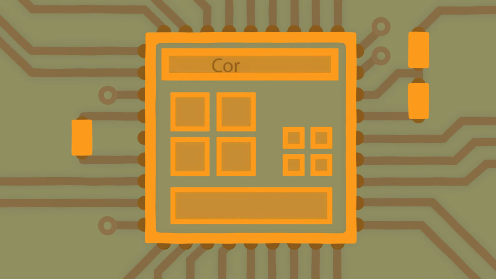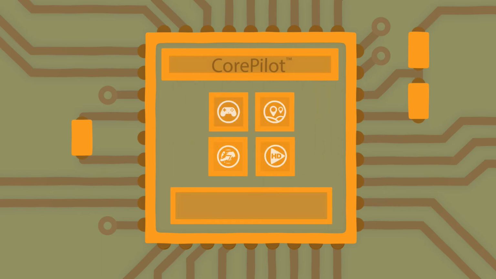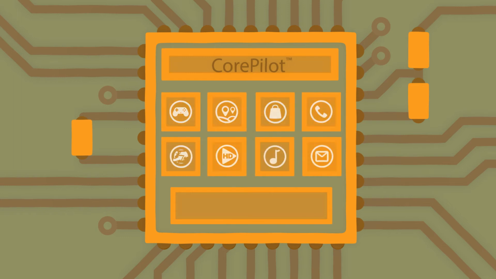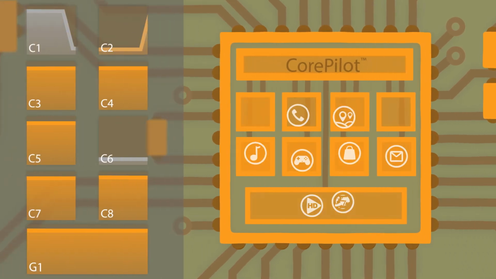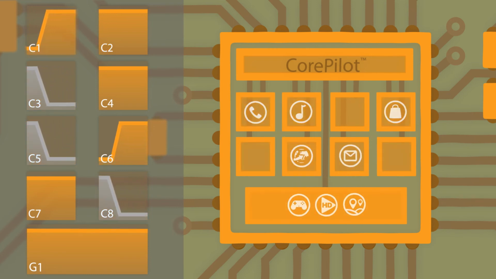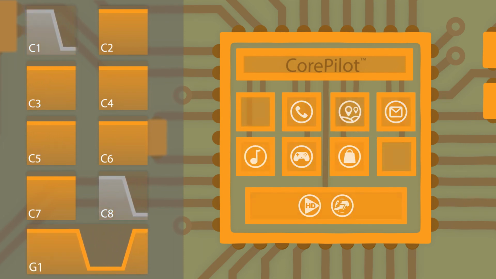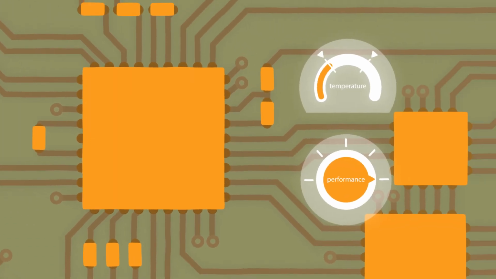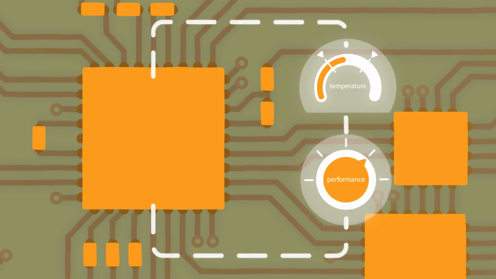CorePilot 2.0, MediaTek's technology to automatically manage this process, can assign tasks intelligently to any combination of high performance, low power, and graphics engine configuration, ensuring neither performance nor battery life is sacrificed. Called heterogeneous computing, this lets CorePilot 2.0 dynamically move application tasks intelligently between the available cores and graphics engine, depending on the performance required. CorePilot 2.0's adaptive thermal management closely monitors the device temperature and dynamically adjusts performance to keep it within a specified temperature range.